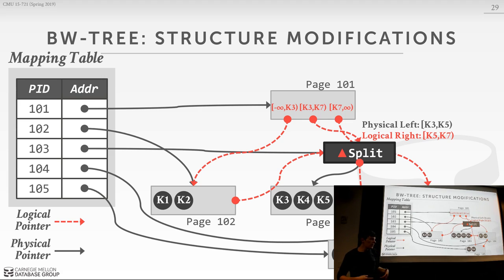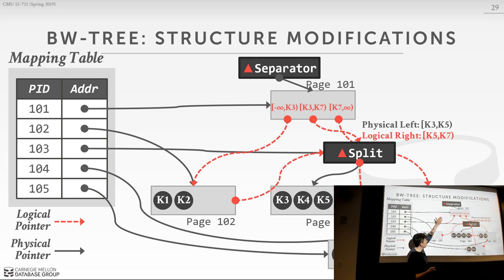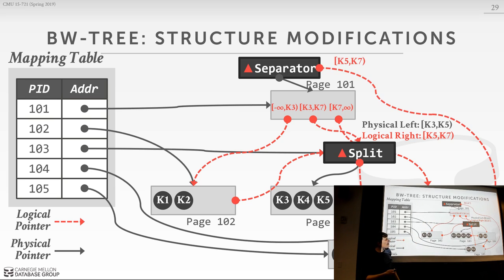So to avoid this extra work of having to follow this down just to find out that the thing I really want is over here, I can introduce a separator key up above. This is basically a way to say, if you're looking for something in that range, jump to this location here. So as far as I know, for correctness, you don't need this. The separator is not a record. It's just done for convenience to avoid having to scan all the way down and do extra work just to find out you're actually really down here.